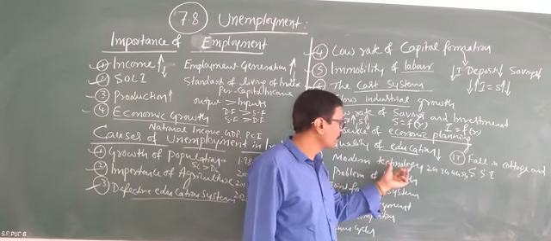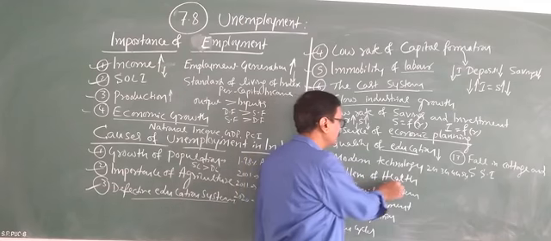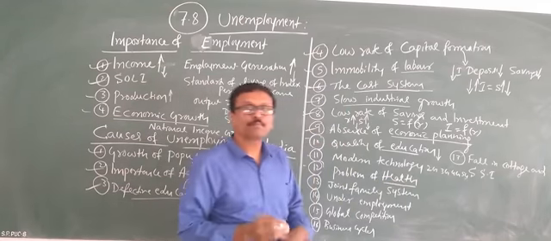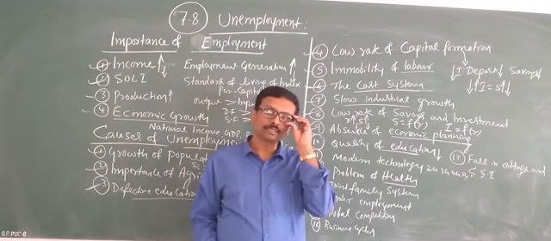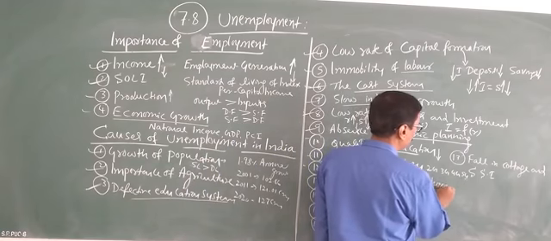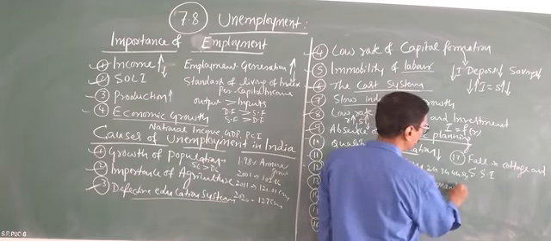Then the problem of health is also one of the main reasons for unemployment. Good health conditions mean the welfare of the community. Welfare of the community is very important for the human resources. Quality, healthy human resources are very useful for the economic development of India.